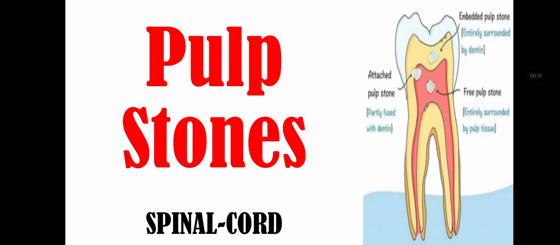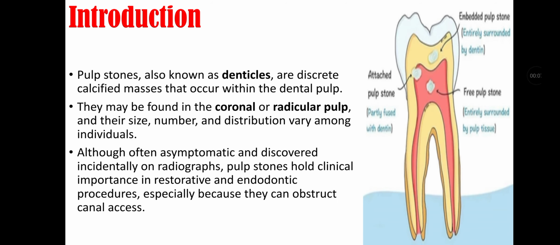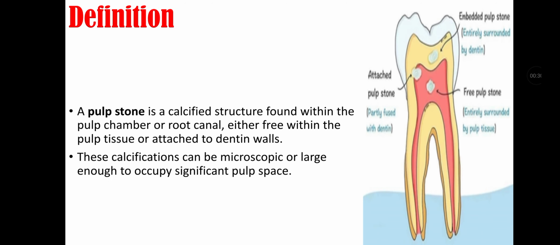So let's start our topic with introduction. Pulp stone, also known as denticle, are discrete calcified masses that occur within the dental pulp. May be found in coronal or radicular pulp, and their size, number, or distribution vary among the individuals. Although often asymptomatic and discovered incidentally on radiograph, pulp stone hold clinical importance in restorative and endodontic procedures, especially because they obstruct canal access.